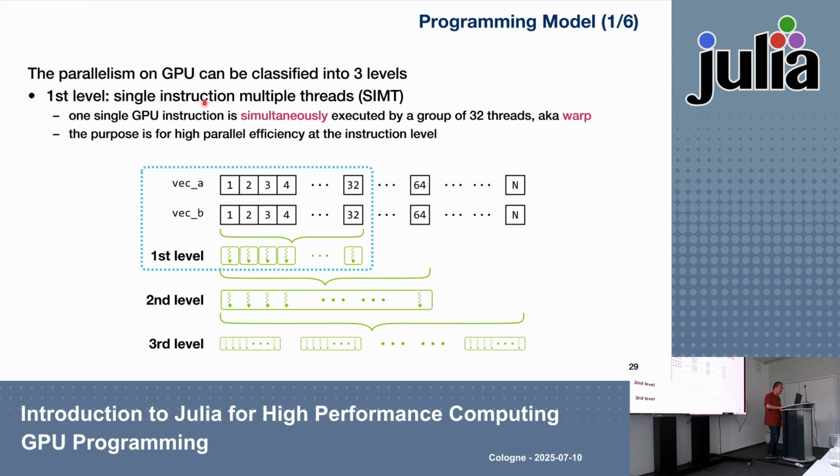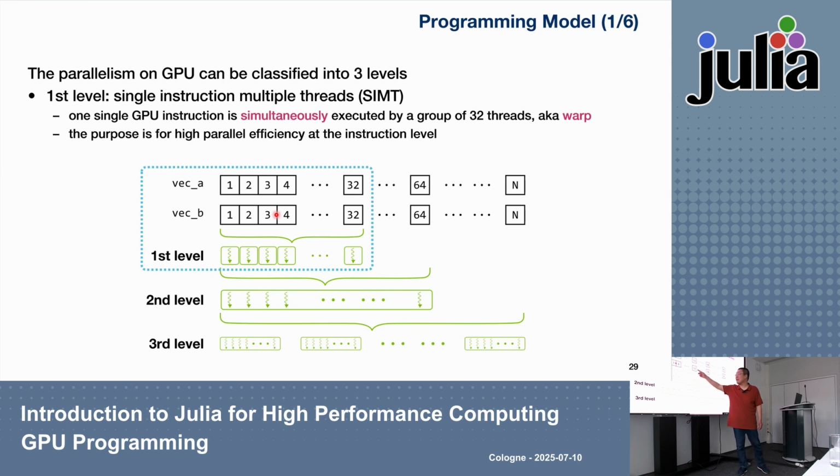The first level is the so-called single instruction multiple threads. This is similar to CPU vectorization, like Alex talked about yesterday morning, SIMD, etc. In this part, you have 32 GPU threads, as you can see here. Here you have one vector A, and another vector B. What you want to do is add those 2 vectors together. The first level of parallelism is the so-called SIMT.